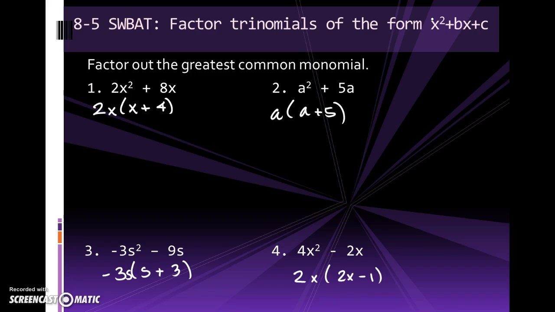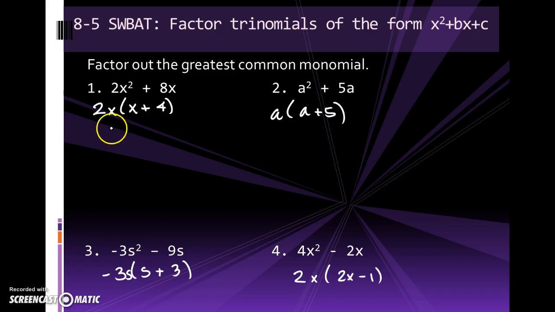So you're supposed to do the warm-up first, and if you haven't, I'm sure you're probably frantically copying down my work right now, but most of you probably tried it already. So check your answers with mine. Factor out the GCF, the greatest common monomial. For number 1, we both had a 2 and an x in common, so we factored that out, and left over we had x plus 4 in parentheses.